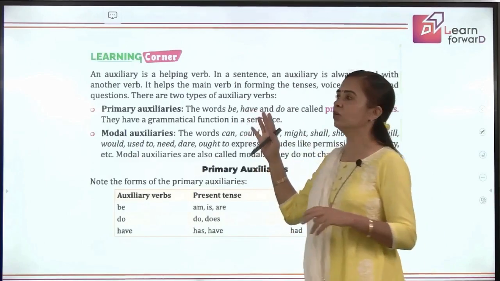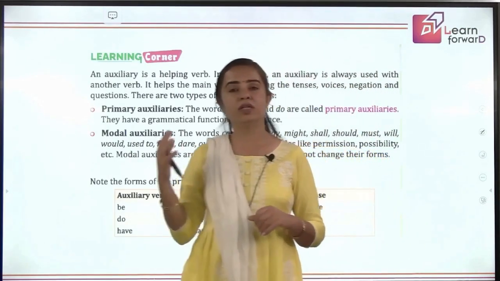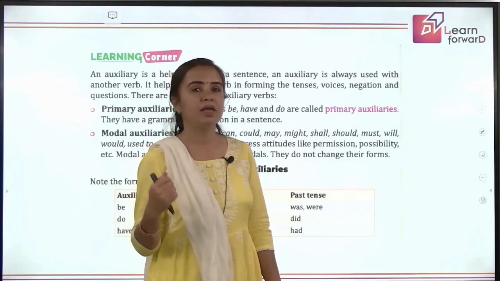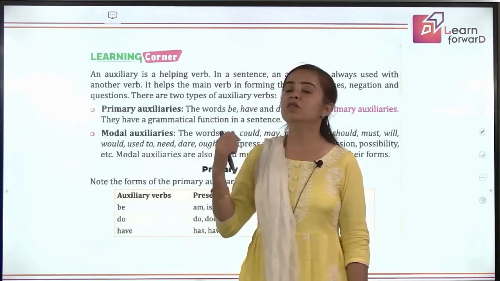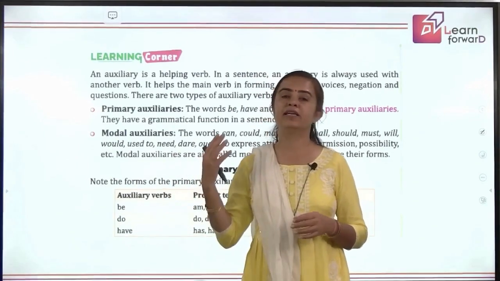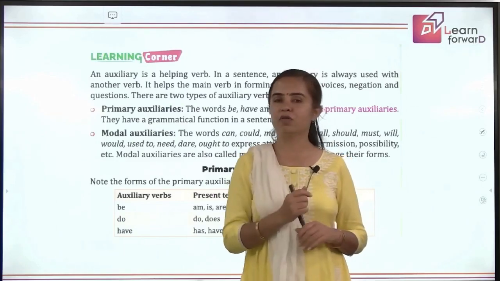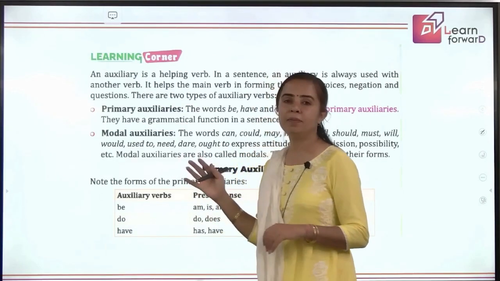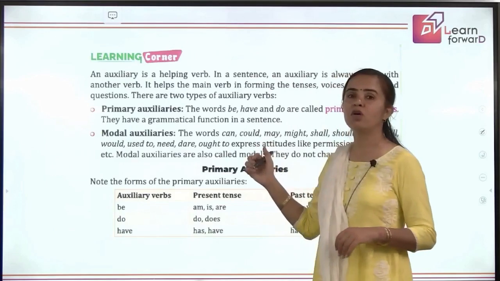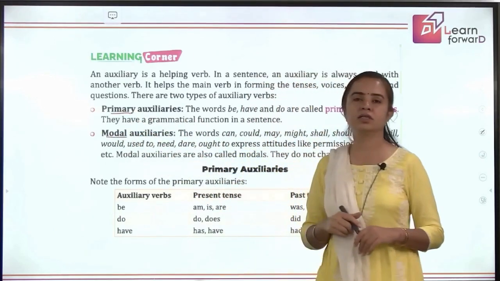Same happens in verbs. If there is a verb that is doing the main role, that is doing the main action, that is called the main verb. And then the verb that helps in making its form complete or telling its tense, that is called the auxiliary verb or the helping verb. Now the helping verbs or the auxiliary verbs are of two types. They may be primary auxiliaries or modal auxiliaries.